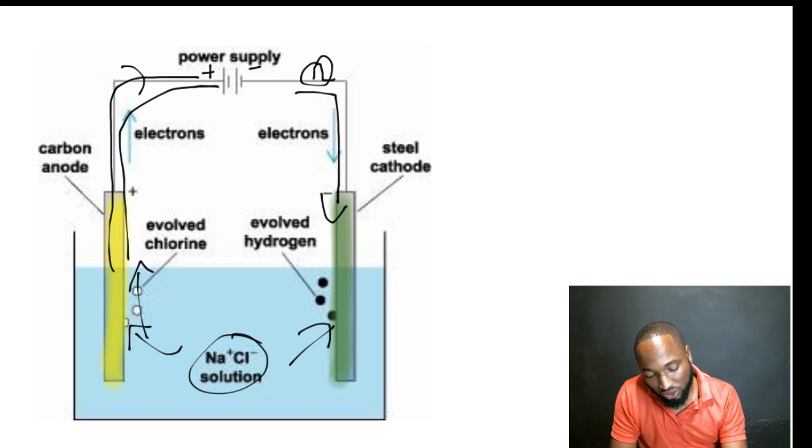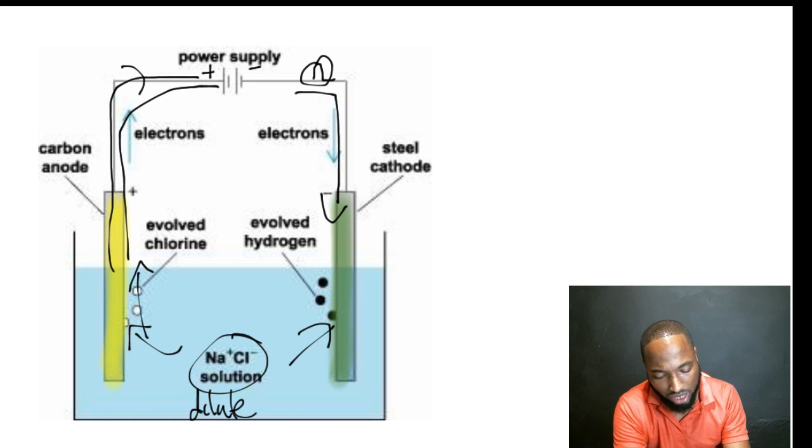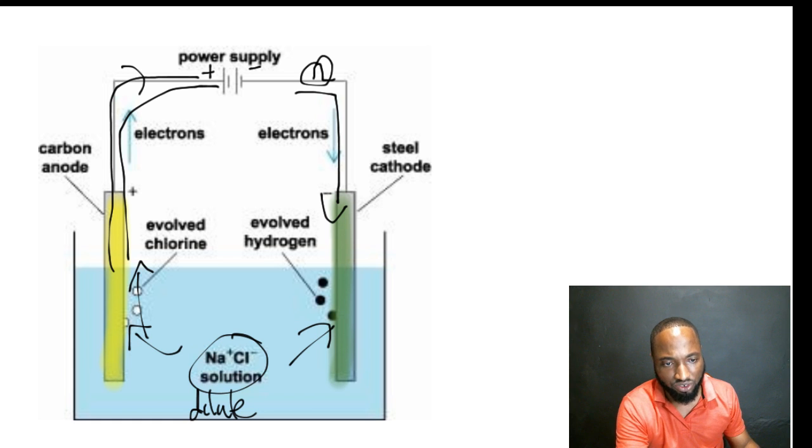This solution has to be dilute for what is happening here to happen, because you're actually seeing hydrogen here. Should it? I can't remember. I'll talk about that just now. There are conditions for brine, conditions for dilute, conditions for molten. And we'll also talk about inert and active electrodes.